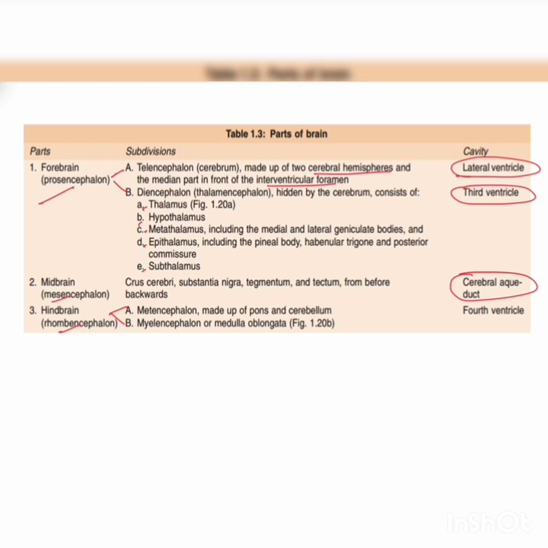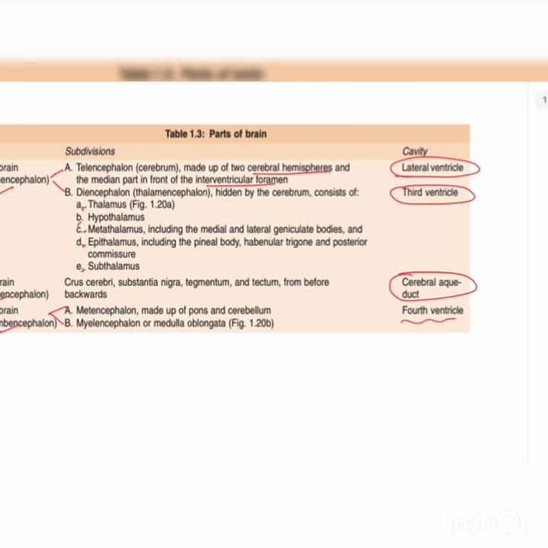And hindbrain contains metencephalon and myelencephalon. Metencephalon is made up of pons and cerebellum. Myelencephalon or medulla oblongata is made up of the fourth ventricle. Right? Moving on.